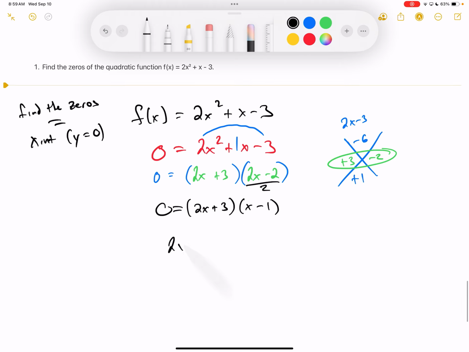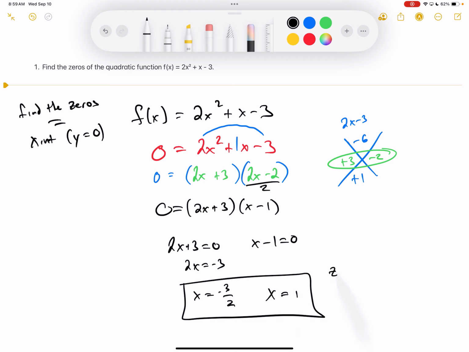And then I have to set them both equal to 0 and solve them. This one I add 1. This one I subtract 3 and divide by 2. So those are what they call the zeros, but they are technically the x-intercepts. Okay, it's what makes the graph go to 0. So those are my x-intercepts. So you do have to just factor those when you get to that problem as well. All right.